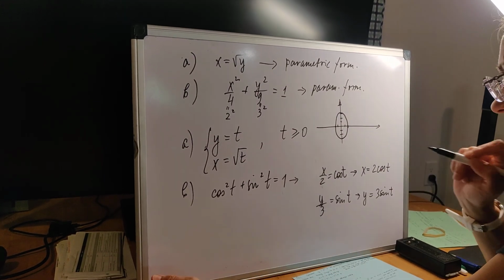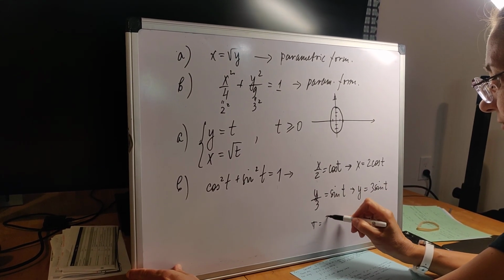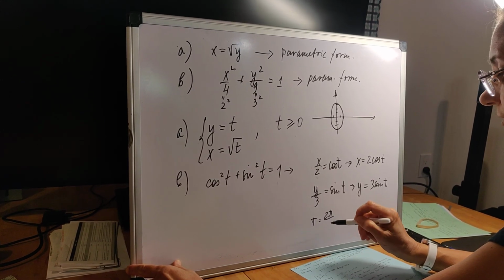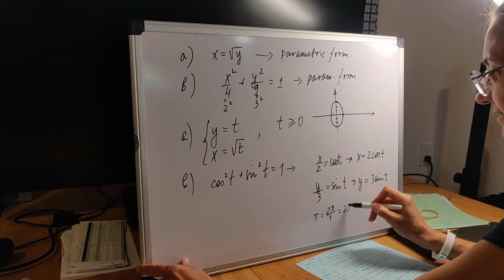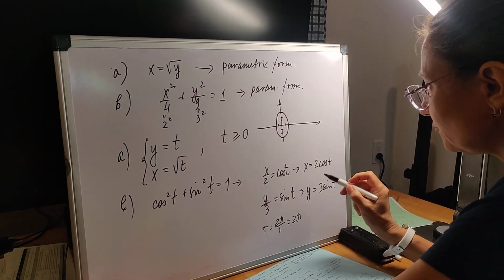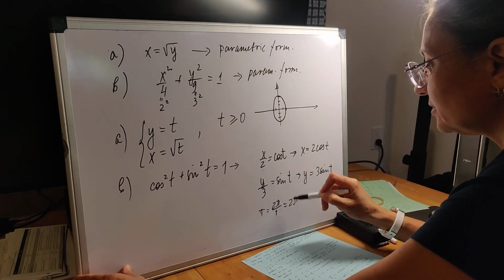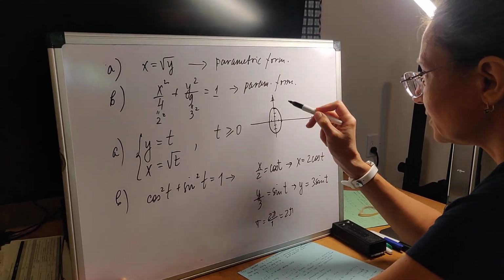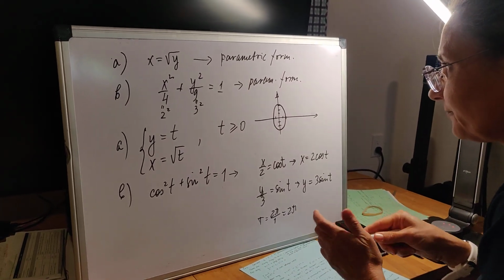How fast is the ladybug going to move around this ellipse? Well, the period is going to be equal to 2 pi over 1, right? Omega here is 1, so it's going to be around 6 seconds. If you change a coefficient here, put over here 2 or 3, it starts going around the ellipse faster. Okay, you can make it also slower.